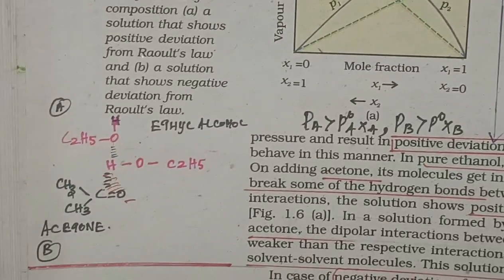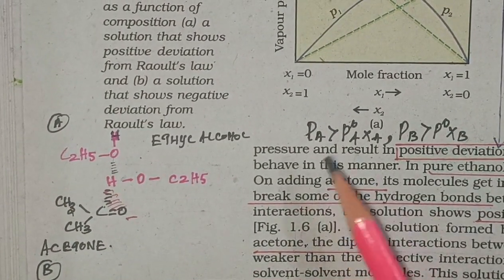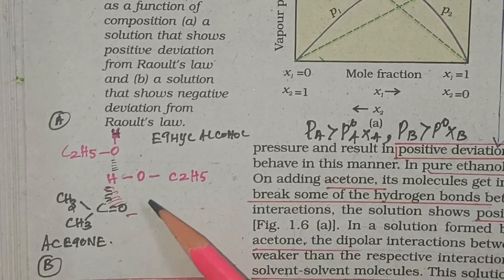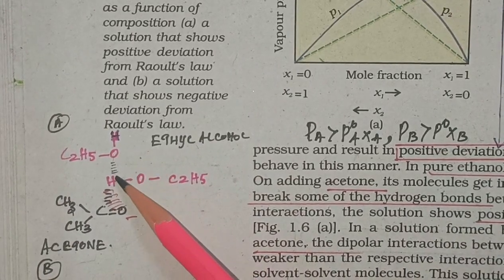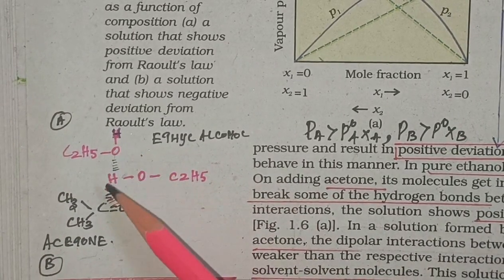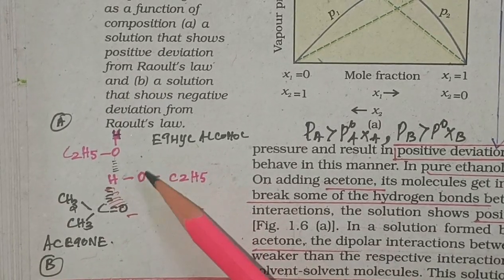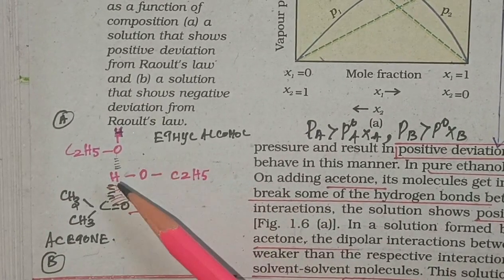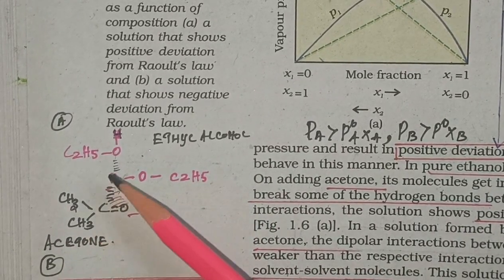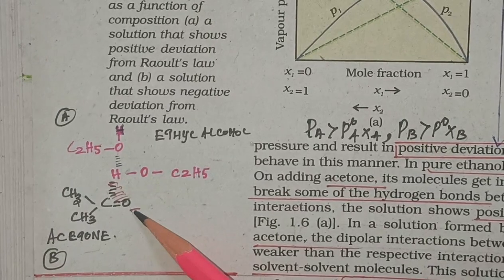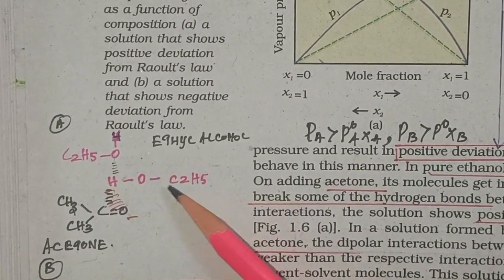Now for example, consider ethyl alcohol and acetone. Component 1 is ethyl alcohol and component 2 is acetone, or component A ethyl alcohol and component B acetone. Due to the electronegativity difference between oxygen and hydrogen, there is a hydrogen bond between two ethyl alcohol molecules. So the bond is stronger in the case of ethyl alcohol, component A. Now we are adding acetone to the ethyl alcohol. The electronegative oxygen present in the acetone disturbs the hydrogen bond present in the ethyl alcohol.